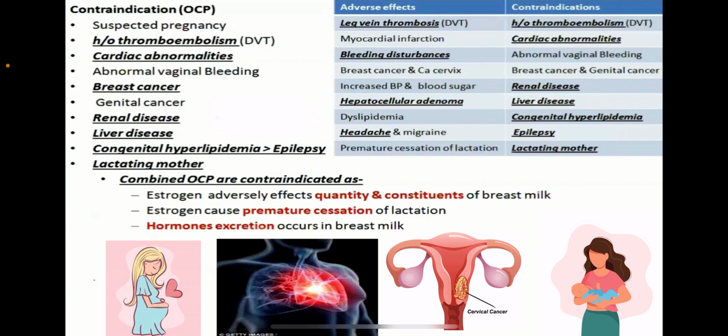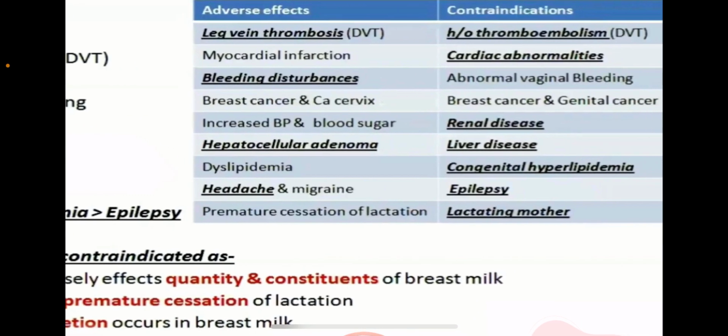The suspected pregnancies. Under heart we have cardiac abnormalities, renal and liver diseases, abnormal vaginal bleeding, cancers, genital cancers, breast cancers, hyperlipidemia, epilepsy, lactating mother. And why in the lactating mother? It alters the constituents, reduces the quantity, causes premature stoppage, and hormone will excrete from the breast milk into the baby. So let us compare the adverse effects and contraindications and try to remember them.